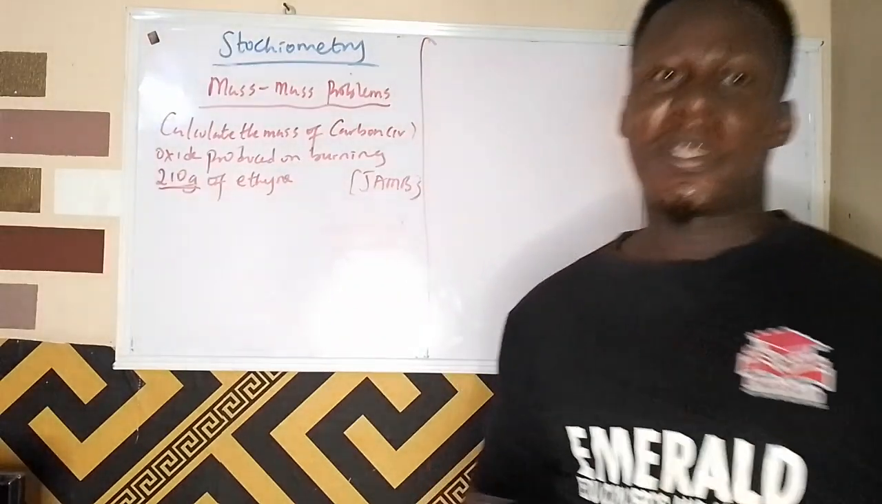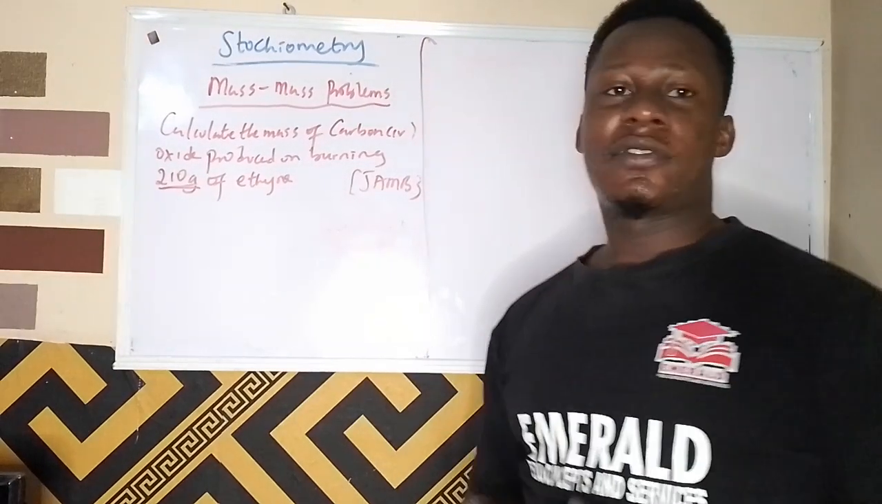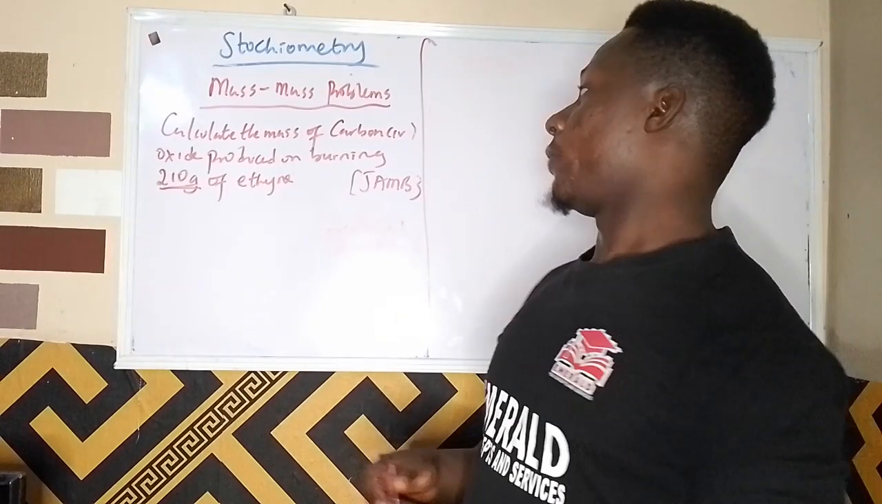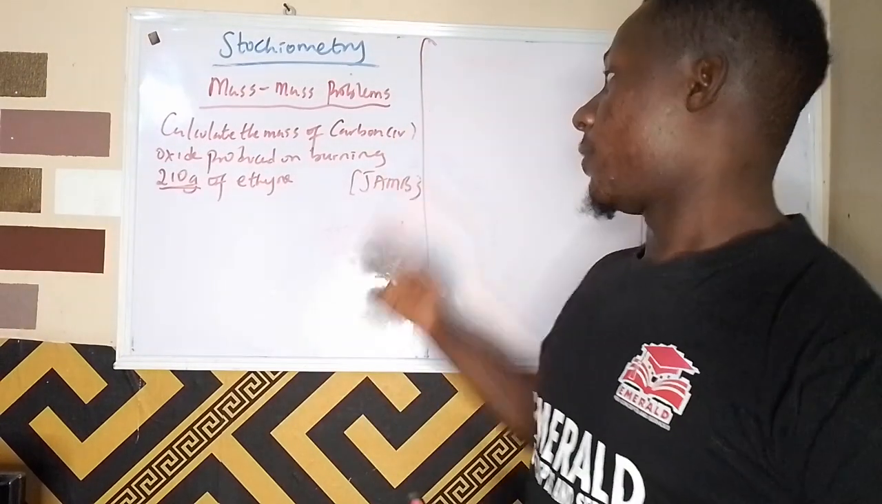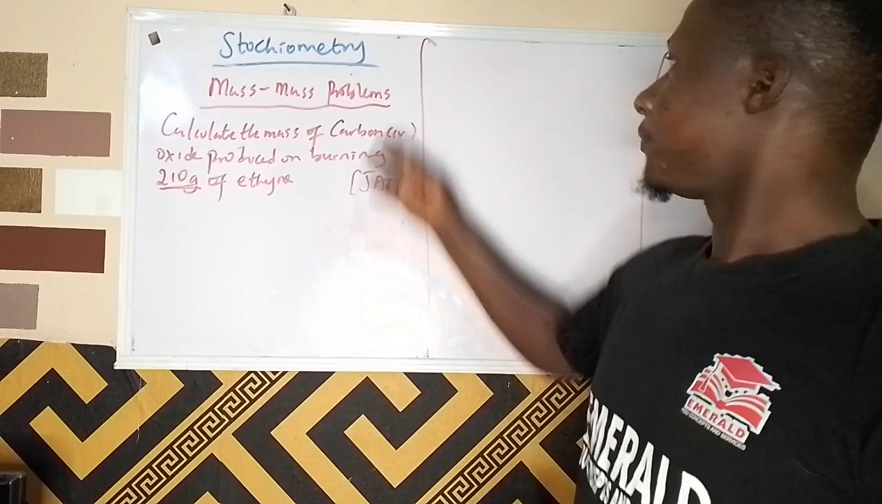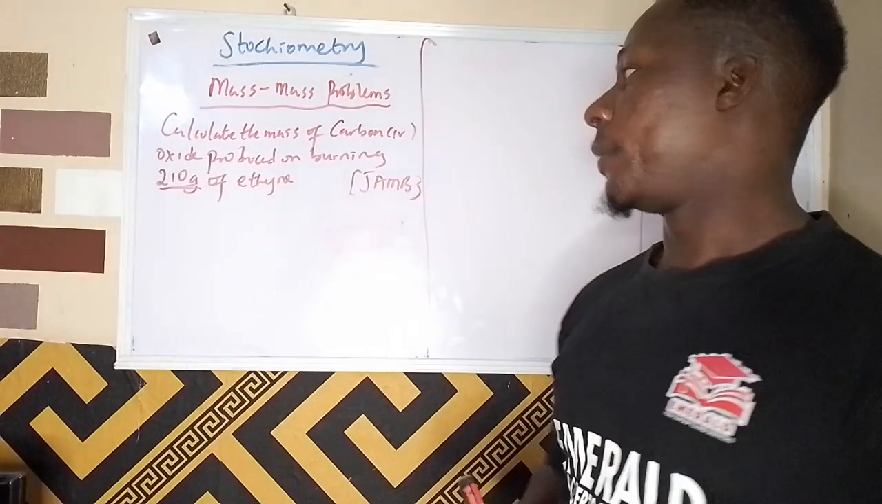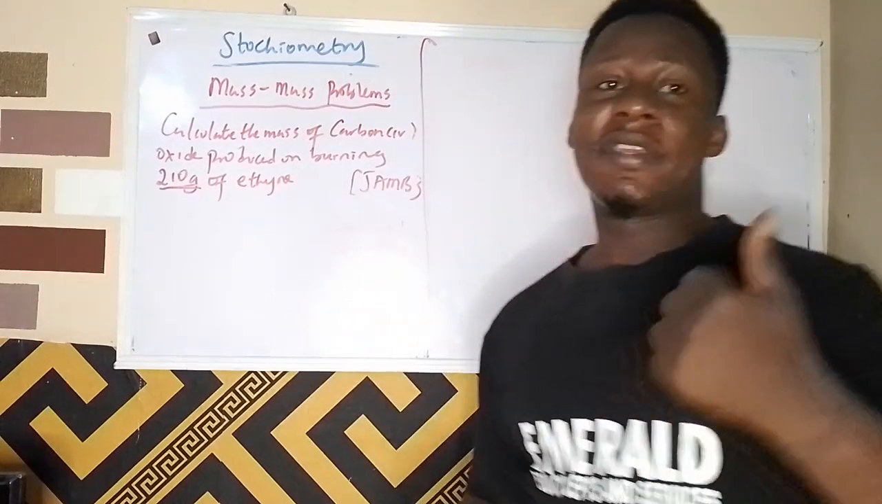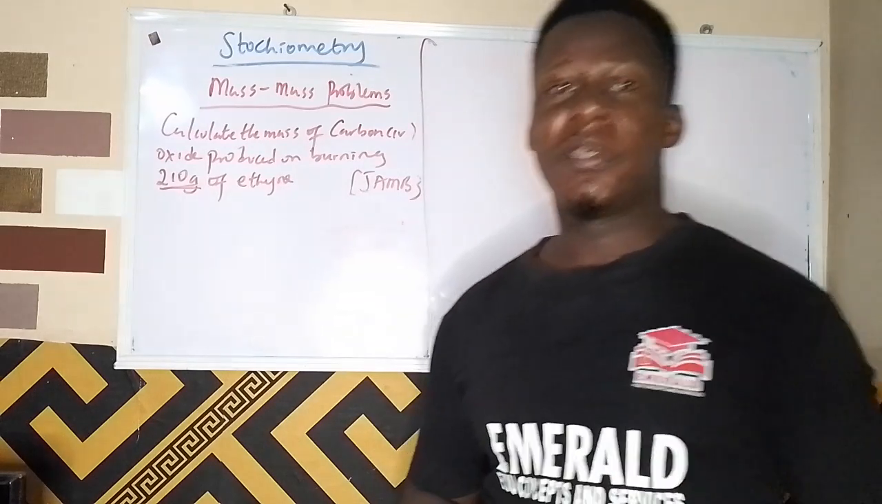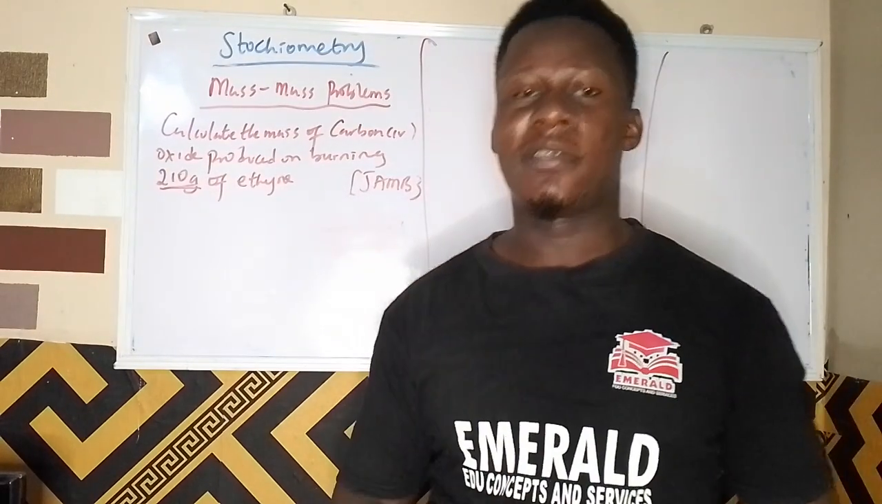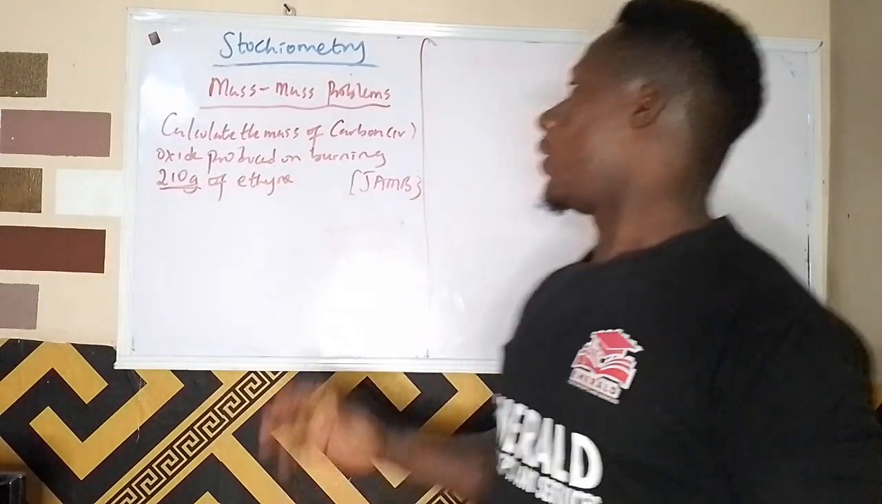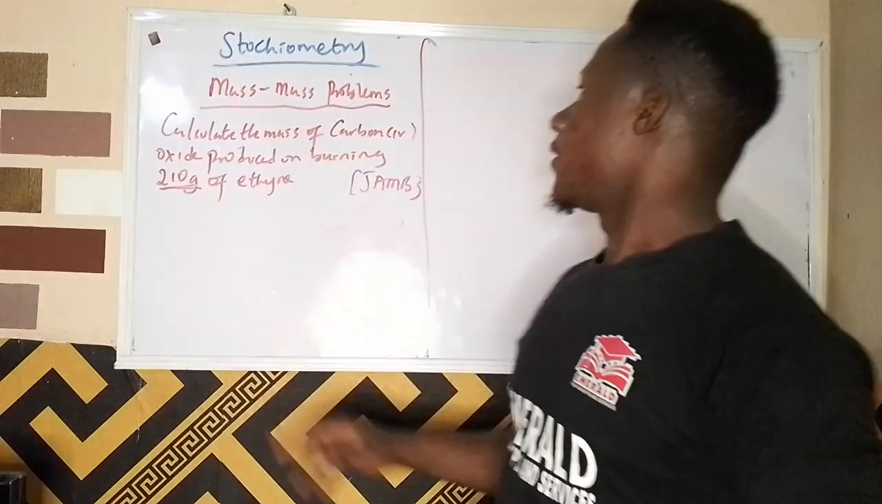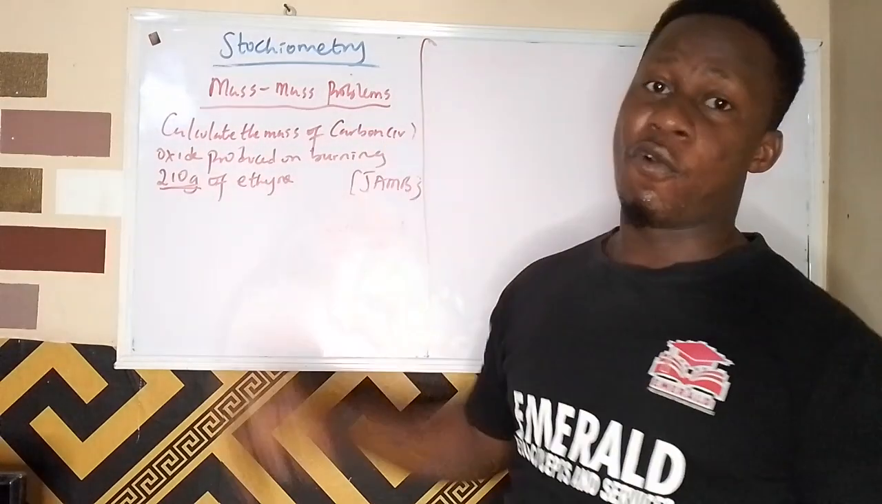In today's class we are going to start with mass problems. We have started with solving for moles under stoichiometry. Now we can solve for mass problems. When you have a mass problem, you'll be given the mass of a particular substance, and then you are asked to find the mass of another substance. So we have been given the mass of ethyne, and we are looking for the mass of carbon dioxide.